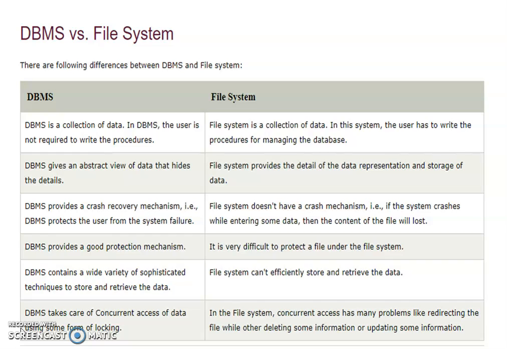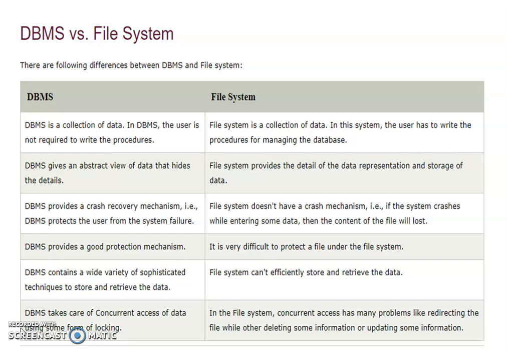Then DBMS provides a crash recovery mechanism. Because of this, it protects the user from system failure. And the file system does not have any crash mechanism. If the file system crashes while entering some data, then the content of the file will be lost. Database provides a good protection mechanism, but in a file system it is very difficult to protect a file.